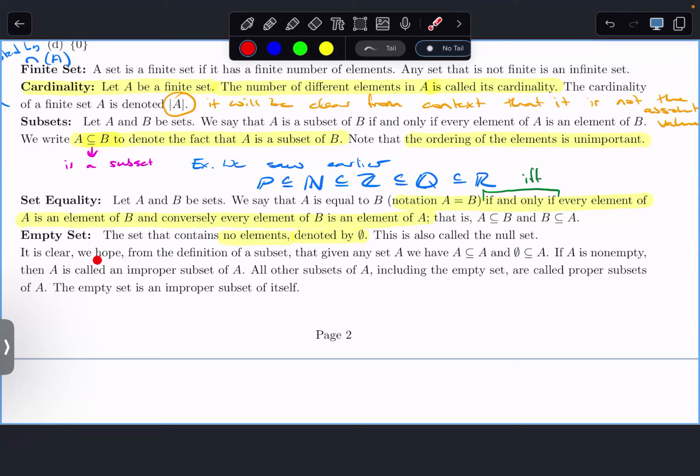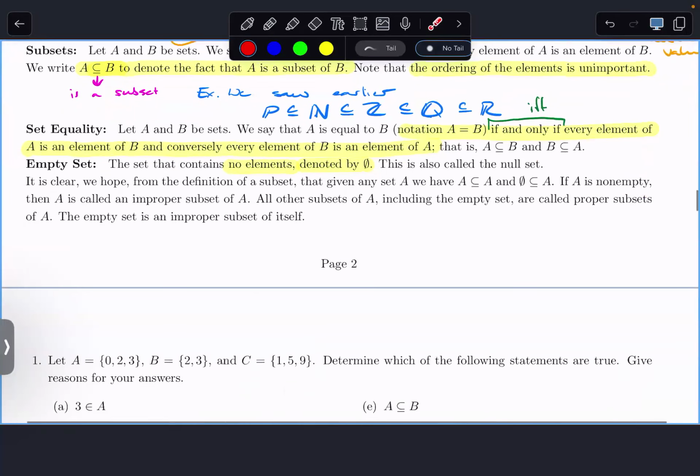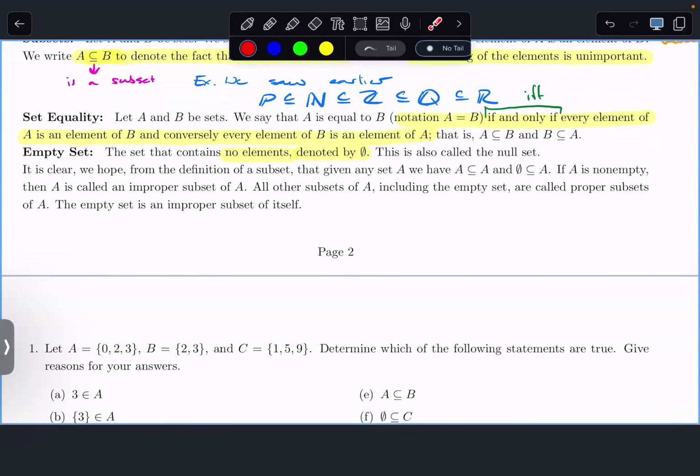Usually I don't have this kind of, it feels a little backhanded. It's clear, we hope, from the definition of a subset, blah, blah, blah. I don't like to include that, but I was getting a little lazy and I didn't feel like rewording it. So I just stuck it in there. It is clear, we hope. Math textbooks, they're always like that. It should be obvious to the reader. It's absolutely not. But what should be clear?